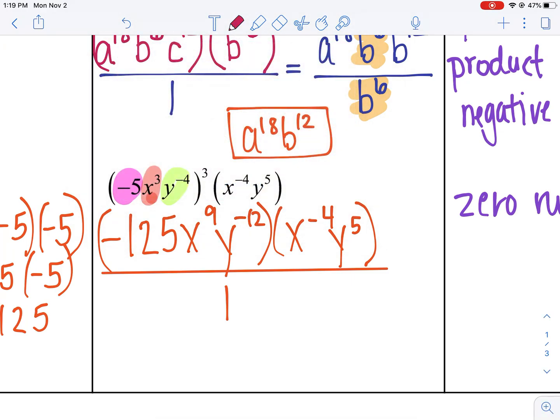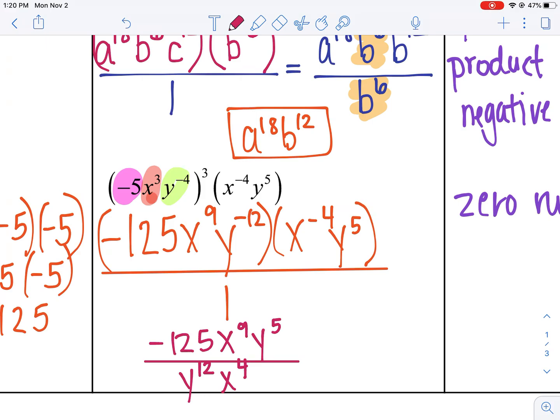When I do that, remember I keep everything positive on top that's an exponent, so that negative 125 stays on top, x to the 9th, and y to the 5th. The y to the 12th moves downstairs, as well as the x to the 4th. Order doesn't matter right now.